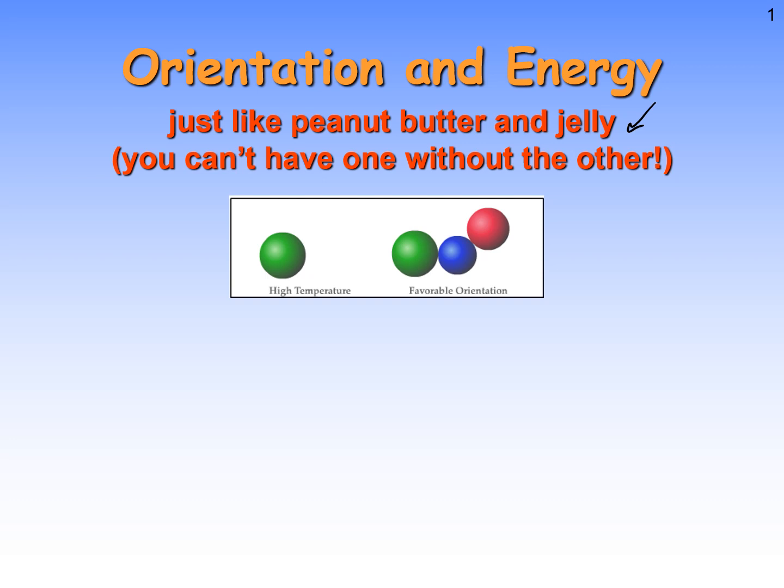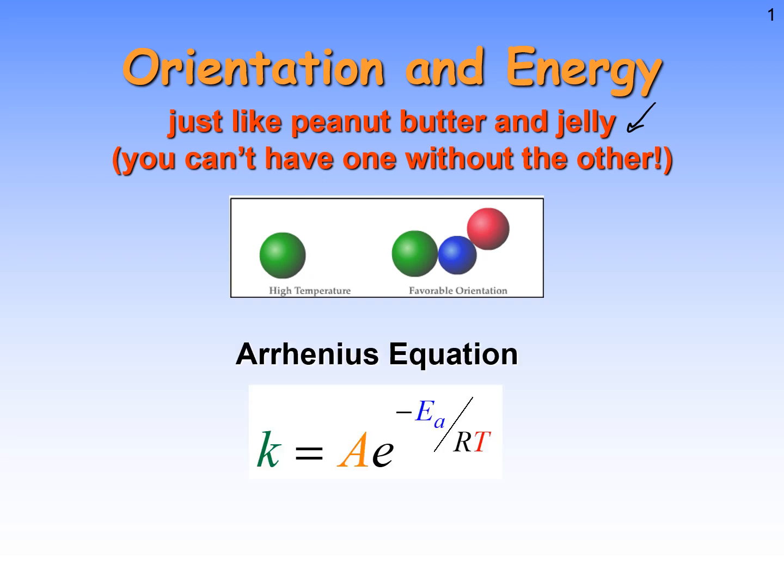You can't have one without the other, but this brings us to what we call the actual modeling of how temperature affects our rate constant. So the Arrhenius equation, this guy, is actually the equation that models how k is affected by temperature. And it involves really a bunch of variables, right?